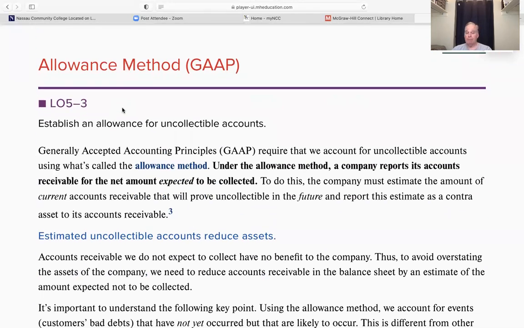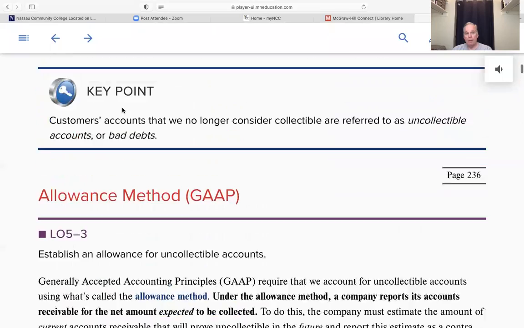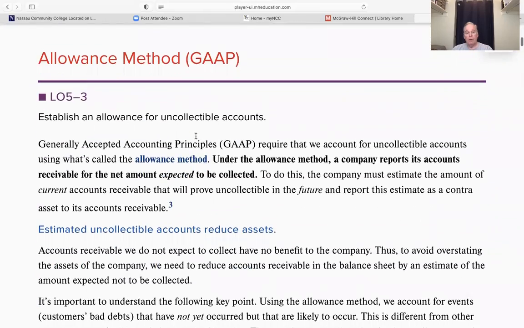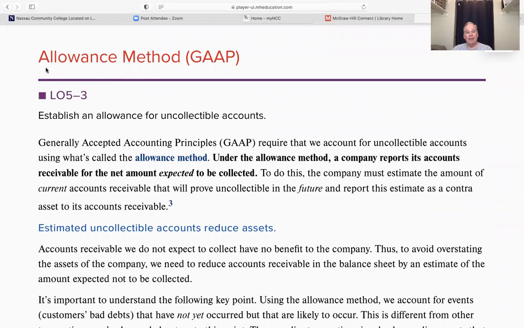Okay. Now, remember what this started out with. Estimating uncollectible accounts. We are going to use what's called an allowance account to do this. Allowance method, GAAP. In other words, this method is generally accepted accounting principles. It takes into consideration that expense recognition principle that we talked about in chapter 3, I think it was.